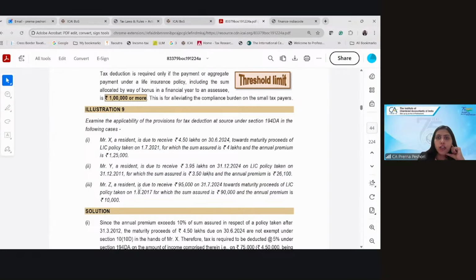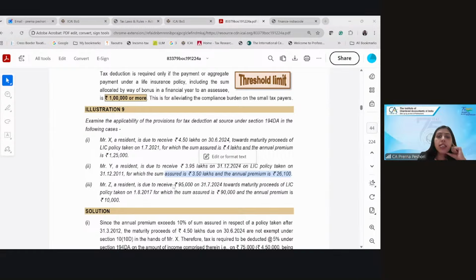So this policy is before 2012, so the limit was 20%, not 10%. So in this particular case, in the exam, 2% will be applicable, Neha. In that particular case, it is less than 20%. So in that case, this is exempt under 10(10D).